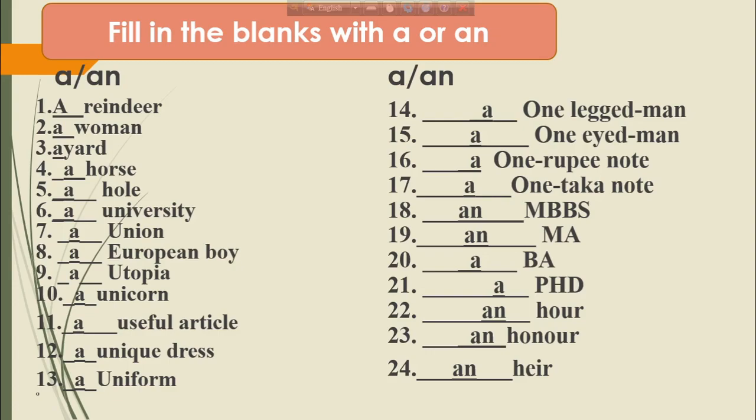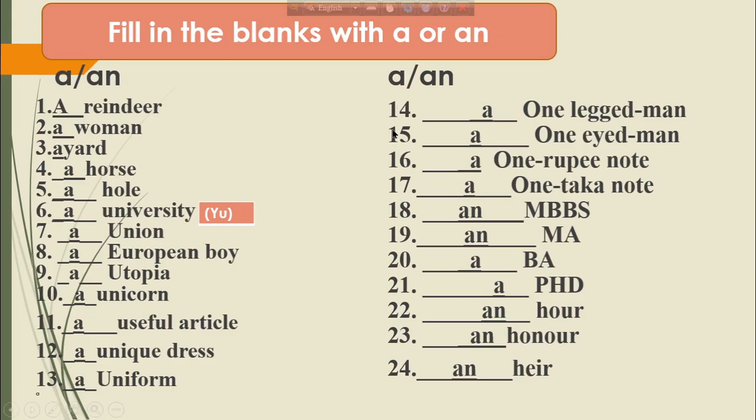So here you have the word university. Although this word starts with the vowel letter u, it does not give a vowel sound. We don't say "uh-niversity", we say "you-niversity". This university starts with a y sound, which is a consonant sound. So we use a before university. Likewise, we use a before union. We say a European boy, a utopia, a unicorn, a useful article, a unique dress, a uniform, and so on.